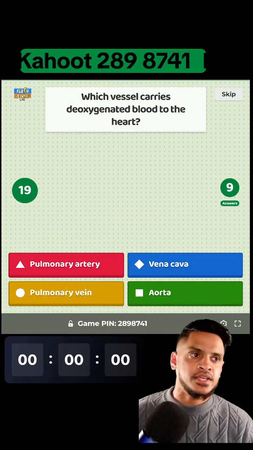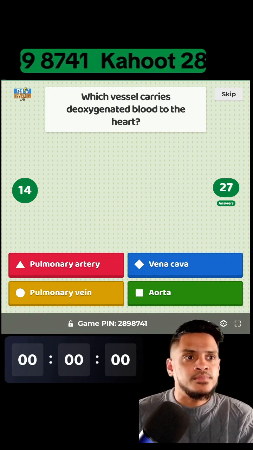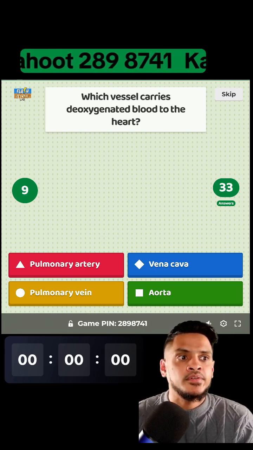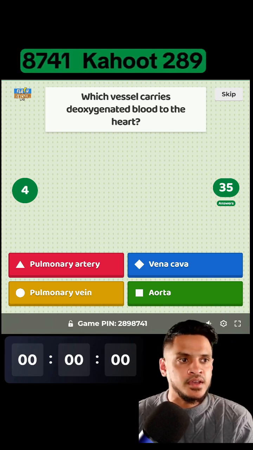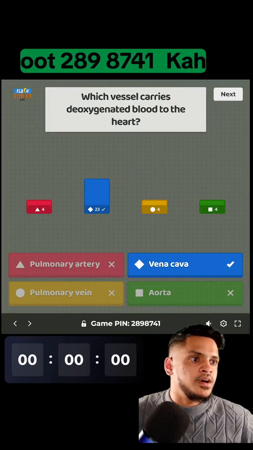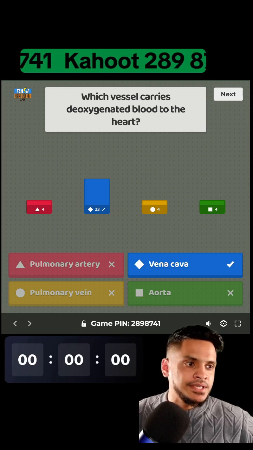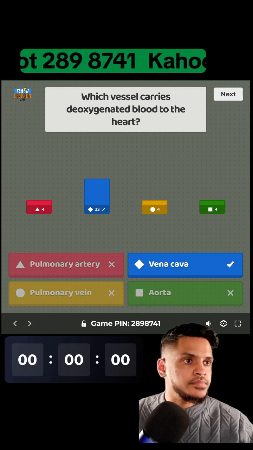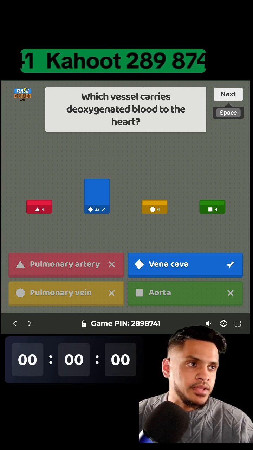We talked about this actually 5 minutes ago. Deoxygenated blood to the heart. Which one of these would that be? Pulmonary artery, vena cava, pulmonary vein, aorta. Which one is it? Someone said the answer earlier and I talked about it, if you guys remember. The answer is vena cava. Yes, you guys remember. 23 of you remembered. Vena cava goes into the right hand side of the heart, and it takes deoxygenated blood so that it can be oxygenated by the lungs again.